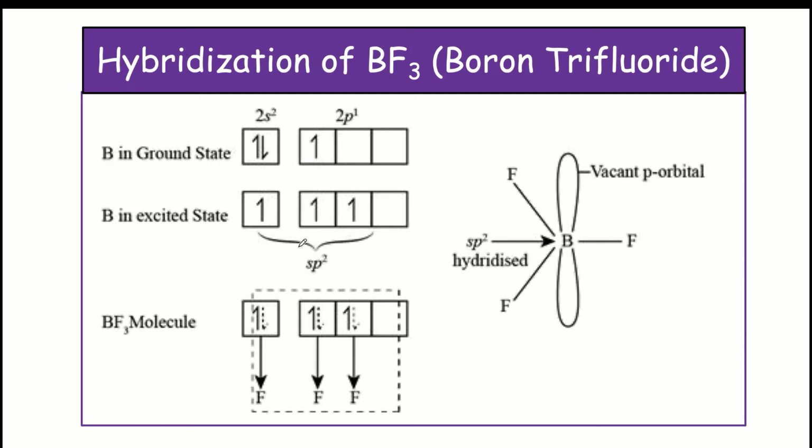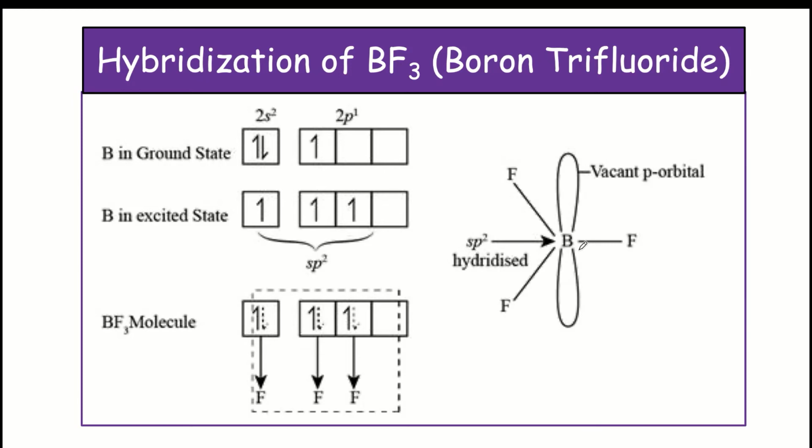And these three hybrid orbitals, as we have discussed, lie in one plane. So here it is boron, the central atom, which is oriented in space in one plane, and it is sp2 hybridized. So it is in a trigonal planar arrangement with a bond angle of 120 degrees between them.